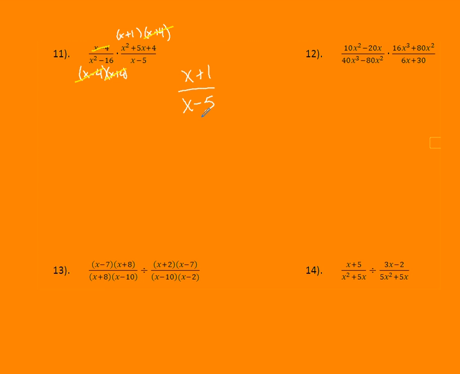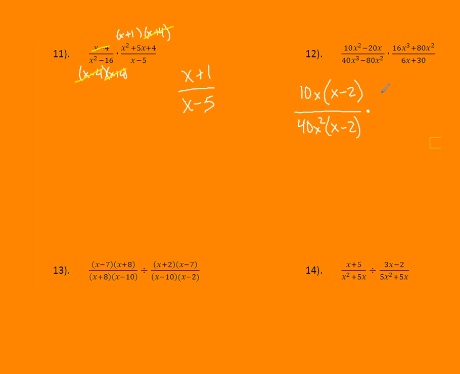In number 12, we have a lot of factoring here. First, this guy, I can pull out a 10, and I can pull out an x. When I do that, I'd be left with x minus 2. Do your FOILing back in to confirm that. 10x squared and negative 20x. Perfect. On the bottom, I can pull out a 40 and an x squared. That'll leave me with an x minus 2.